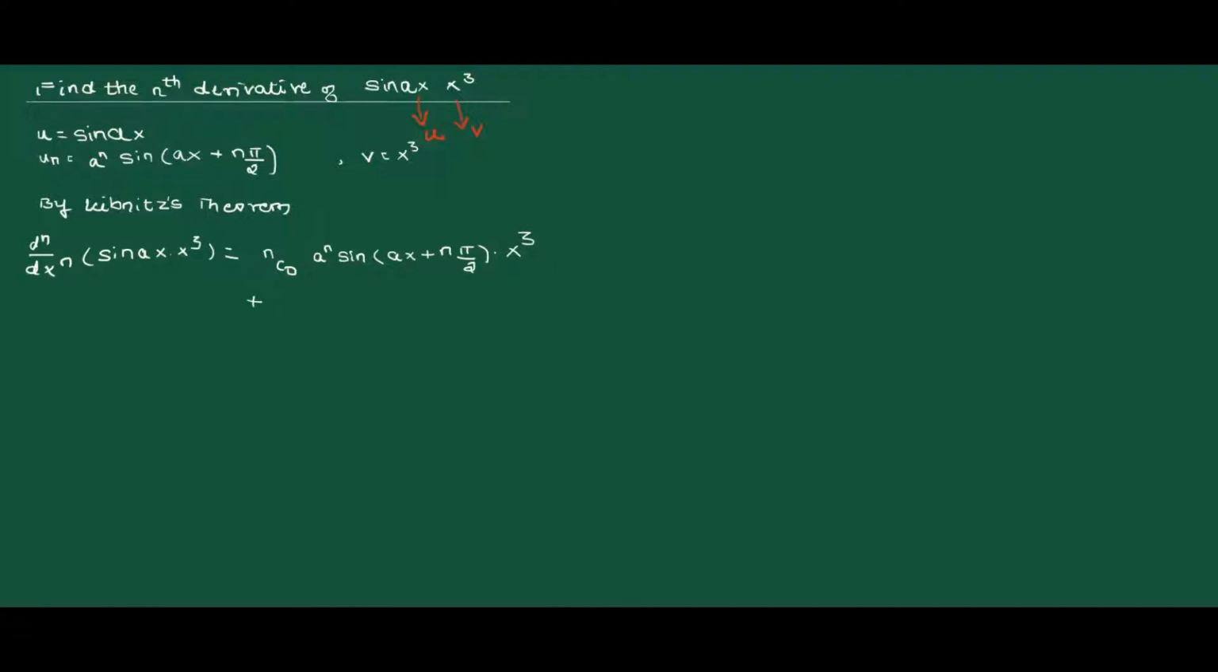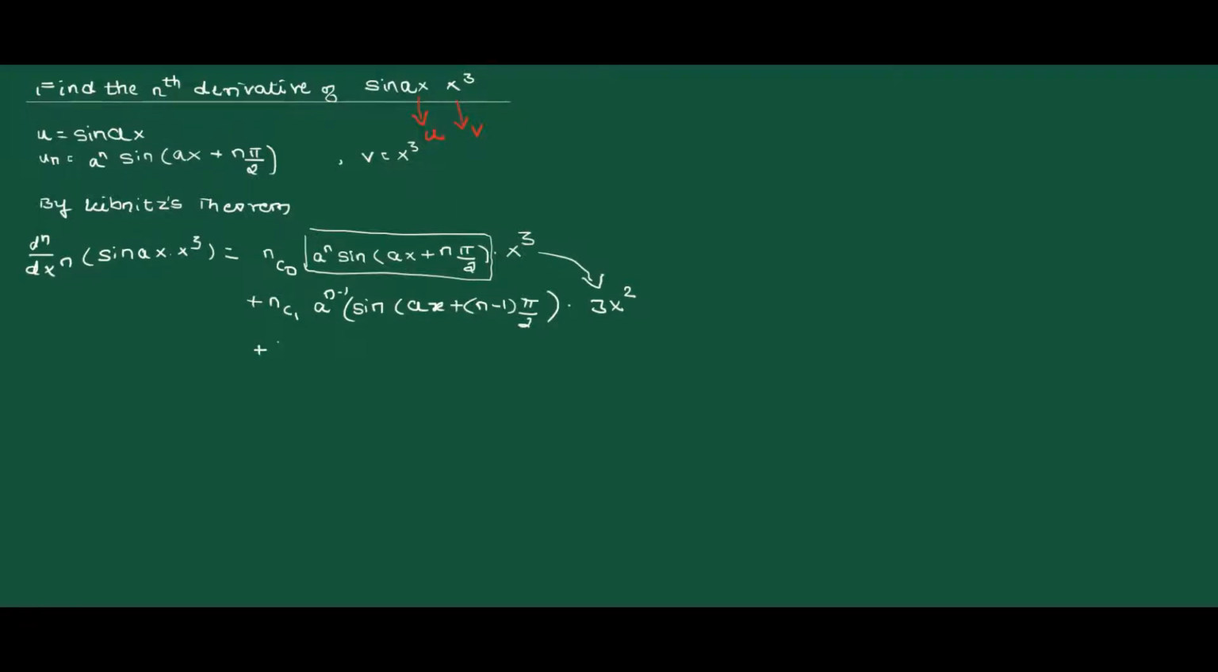Just as nc naught, you can write the next term as nc1. Now in the second term, you can replace n by n minus 1. So if you replace n by n minus 1, you will get the second term: n minus 1, sine into bracket ax plus n minus 1 into pi by 2, and then write down the differentiation of this term. What is the differentiation of x cube? It is 3x square. So the second term is over.